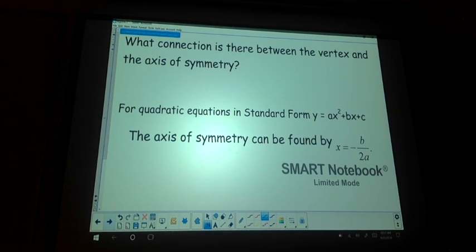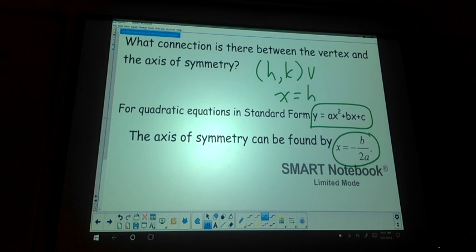What connection is there between the vertex and the axis of symmetry? If that's the vertex, my axis of symmetry is always x equals the x component. When you have a quadratic in standard form, this is how you find the x component of your vertex, which is also your axis of symmetry. The negative b over 2a works very well when we are in standard form. Okay?